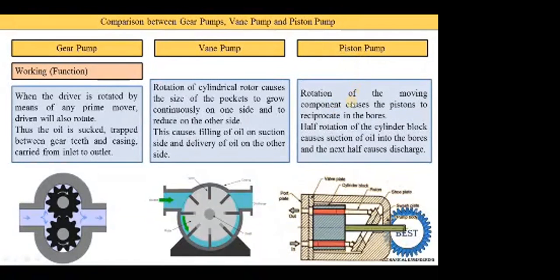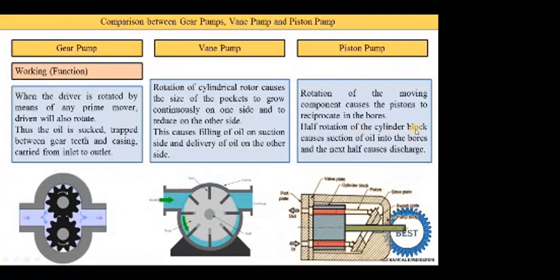In a piston pump, rotation of the moving component causes the piston to reciprocate in the bores. So here you see this is the shaft. Okay, so this driver shaft is connected with the prime mover. So when the prime mover starts, this driver shaft also starts to rotate, and this shoe plate also rotates, and when the shoe plate starts to rotate, the cylinder block rotates, and this piston starts to reciprocate inside these bores of the cylinder.